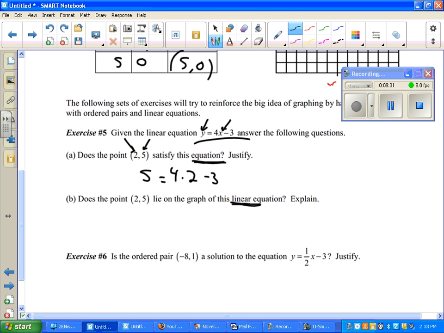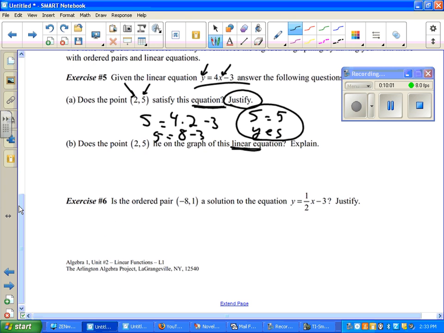So this is 8 minus 3. What's 8 minus 3? 5. So 5 equals 5. Did I answer the question? Yes. I have to put the word yes down. You have to justify. We can't just put it in the calculator to tell us if it has the right answer. We have to justify by showing the work.